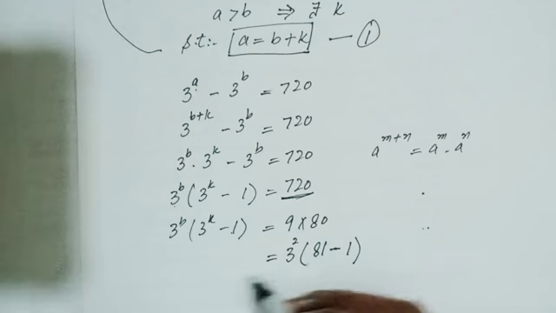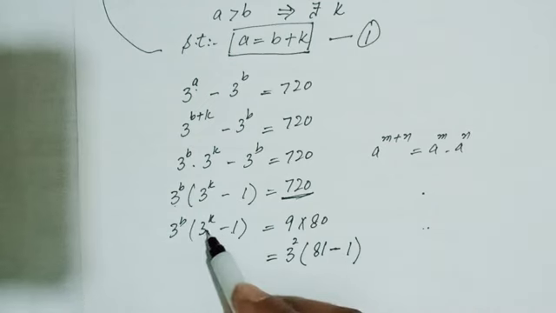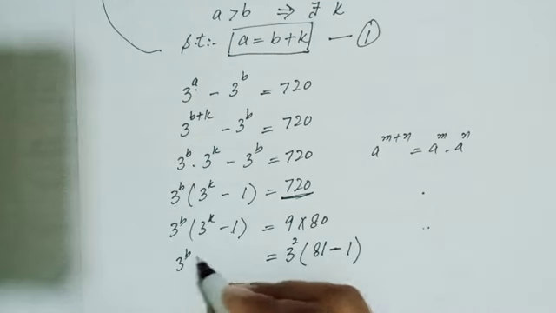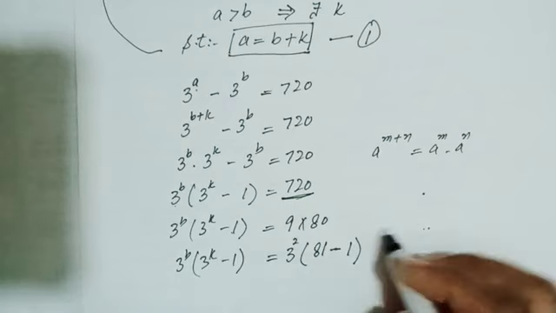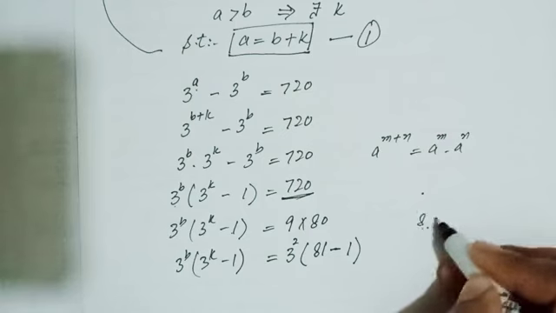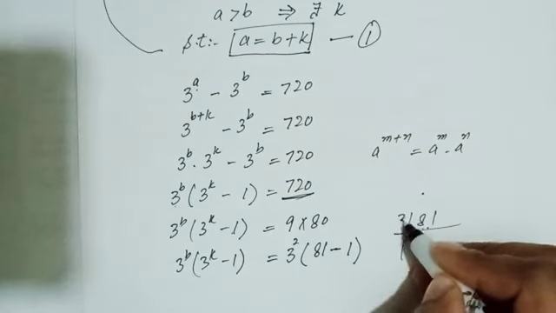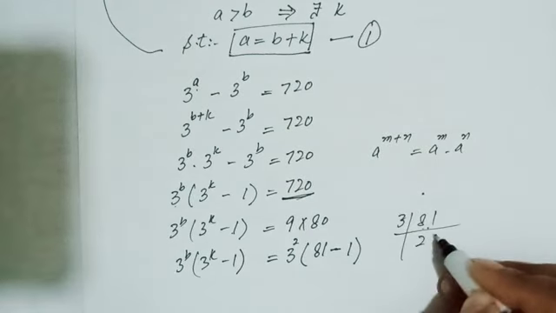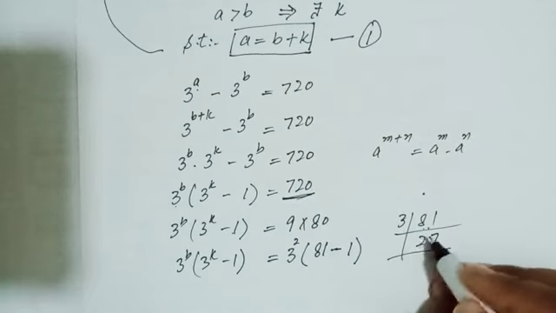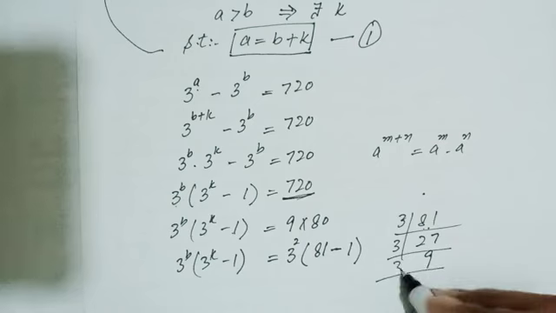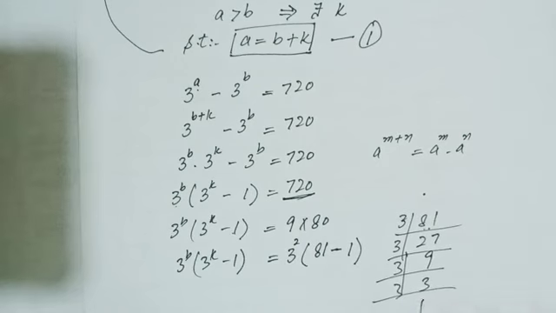So I have to write this 81 in terms of 3 raised to power k. So 81 can be written by dividing with 3: 81 divided by 3 is 27, 27 divided by 3 is 9, 9 divided by 3 is 3, and 3 divided by 3 is 1.